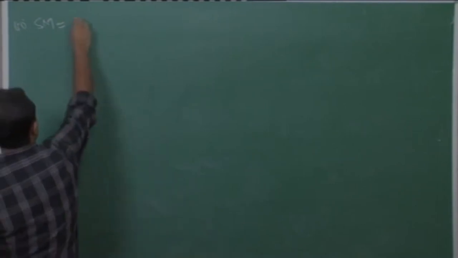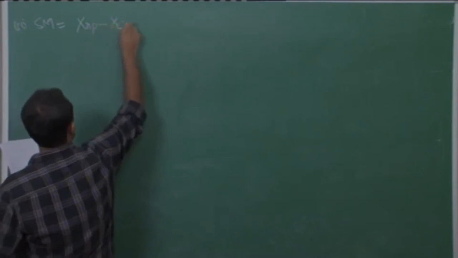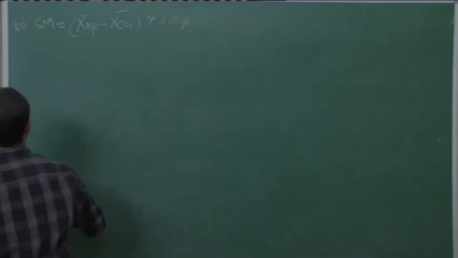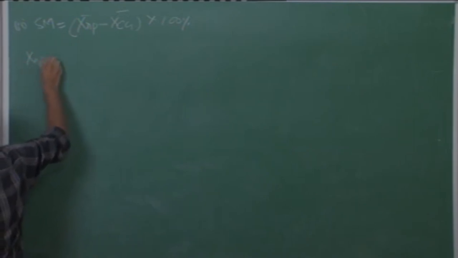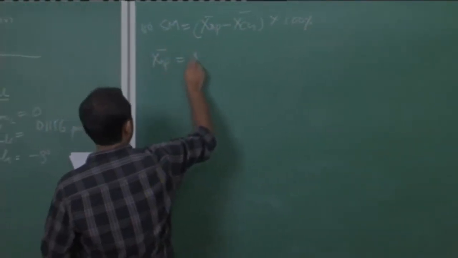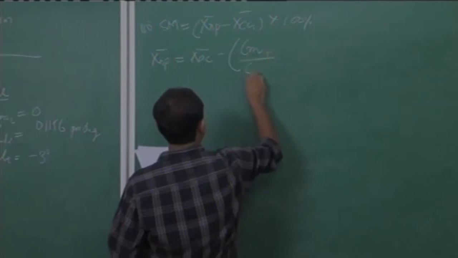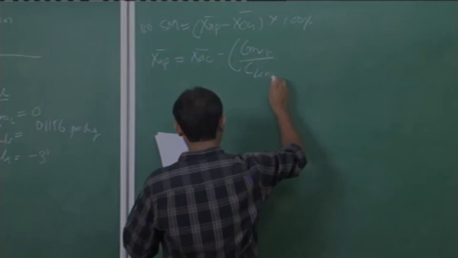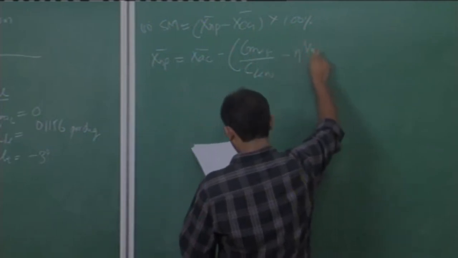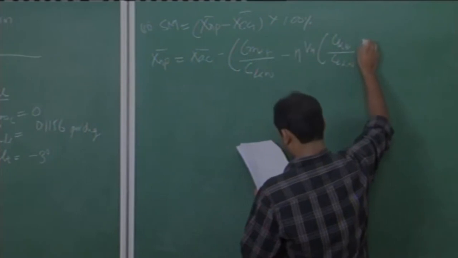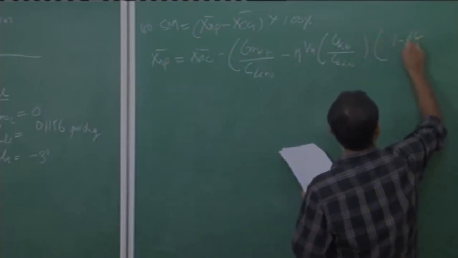Second part is to calculate static margin. Static margin is XNP bar minus XCG bar into 100. Okay. Now XNP is given as XNP bar equals XAC bar minus CM alpha of fuselage by CL alpha of wing minus eta VH into CL alpha of tail by CL alpha of wing into 1 minus d epsilon by d alpha.